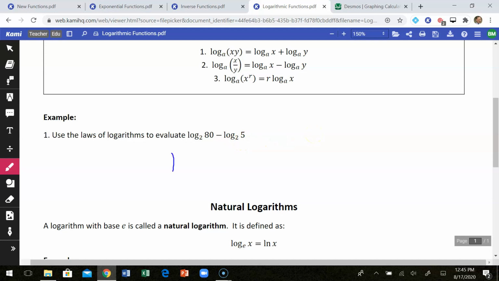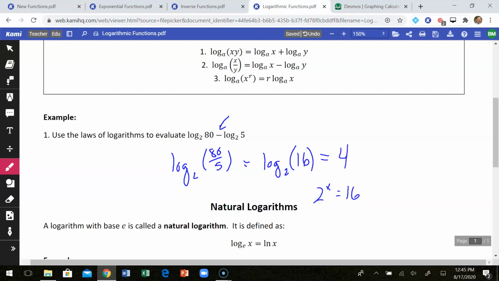So because they are both log base 2, I can use the property of division here because it's subtraction, and I can do 80 divided by 5 on the inside. So that would give me log base 2 of 16. And so now I'm asking myself 2 to what power is equal to 16, and the answer to that is 4.